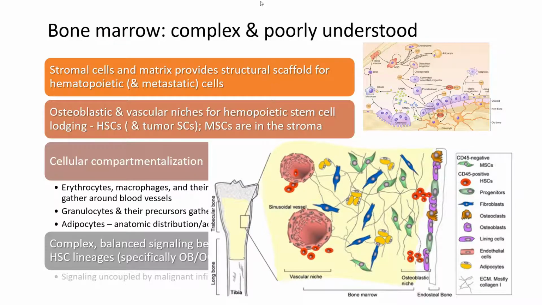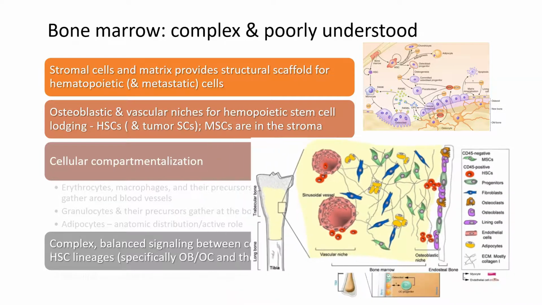The bone marrow is a complex and poorly understood organ, with stromal cells and the matrix providing the structural scaffold for the hematopoietic cells. There are hidden spaces, these osteoblastic and vascular niches along the endosteal surfaces and around blood vessels for hematopoietic stem cells, but these are also where tumor stem cells reside, and the mesenchymal stem cells are more evenly distributed within the bone marrow space, and these are shown here in green.